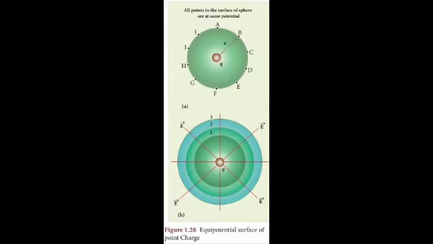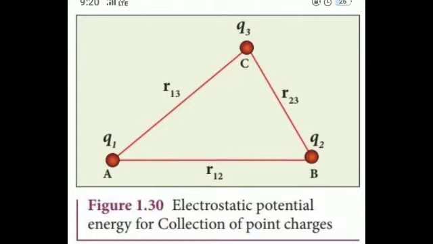Equipotential surface means sama மின்னழுத்த பரப்பு. That is the meaning. Next topic is electrostatic potential energy for a collection of point charges.